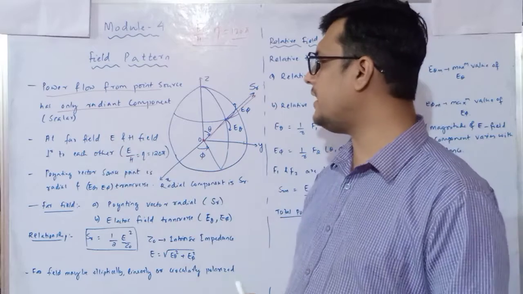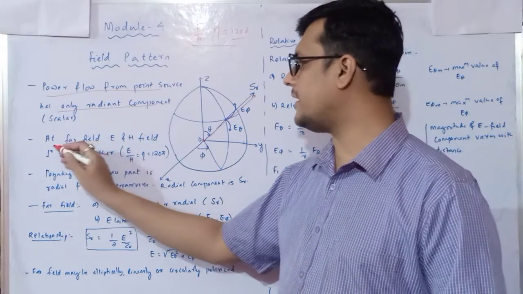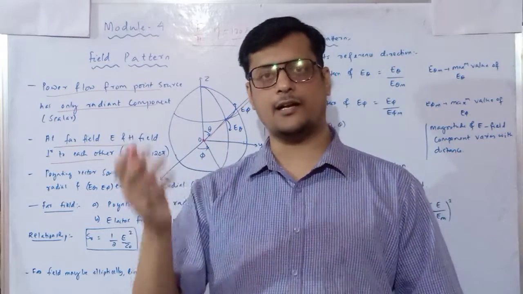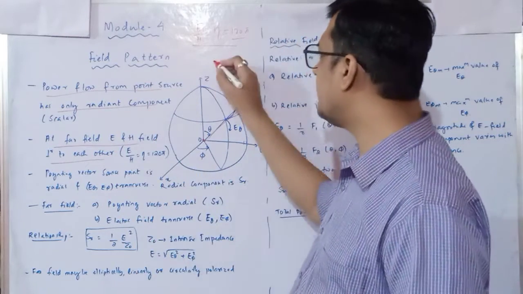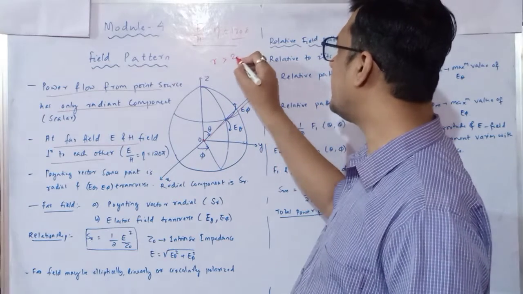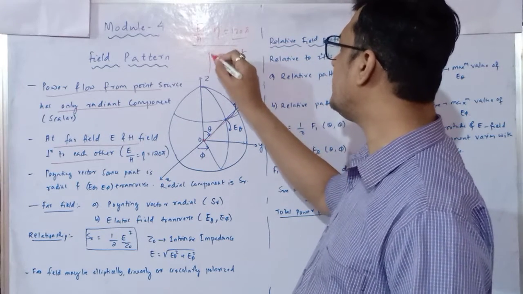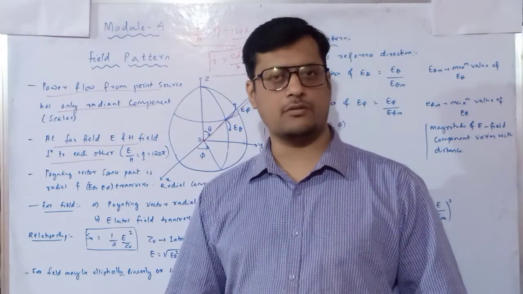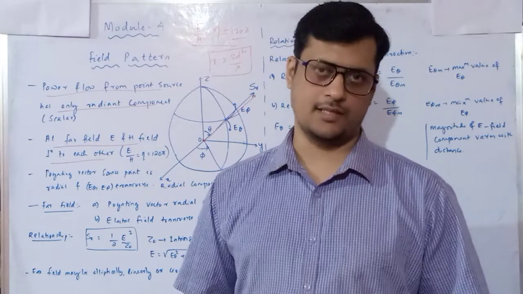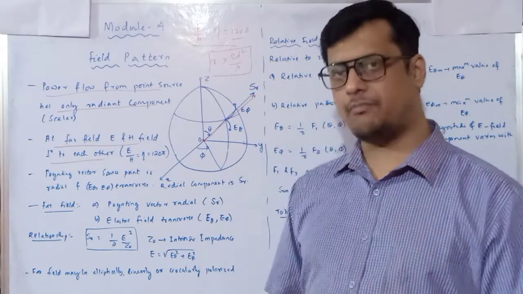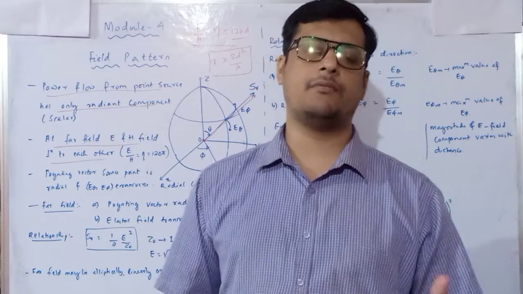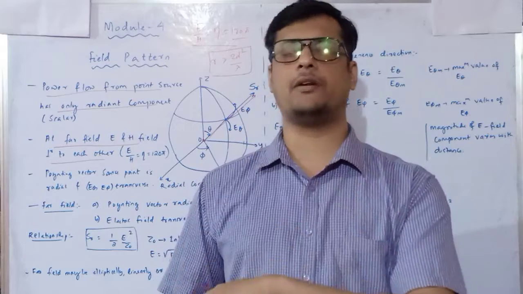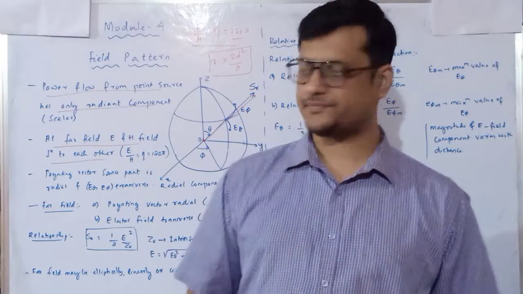At far field, the E and H fields are perpendicular to each other. Far field means the Fraunhofer zone, when r is greater than 2d square by lambda. This is called the Fraunhofer zone, or the far field zone. At the far field zone only, we measure the field patterns, electric field and magnetic field, and at that point the electric and magnetic fields are perpendicular to each other. So if one component is known, the other component can be easily identified.